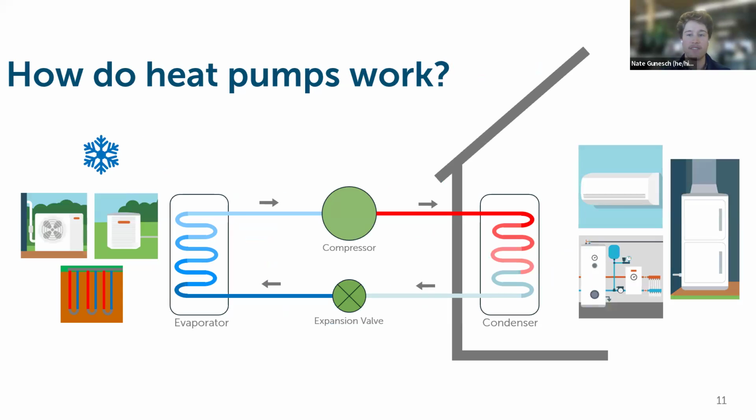And then there's some kind of device inside the house that allows you to distribute heat around. So over on the right, you see a variety of different types of distribution that you can use. And again, we'll get into those with some photos and talk about some specifics.